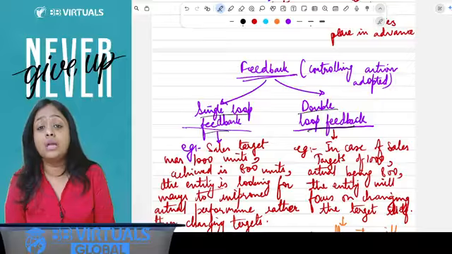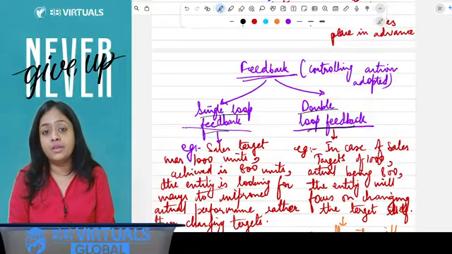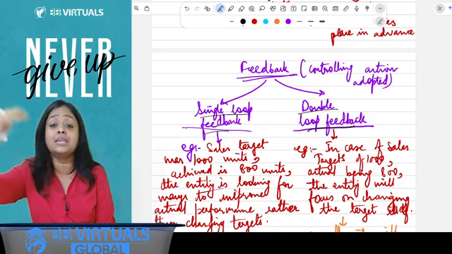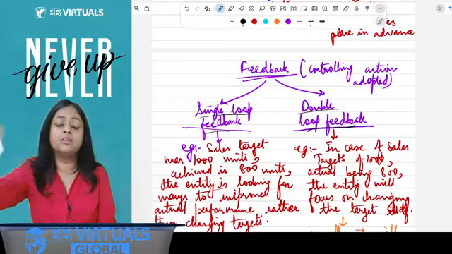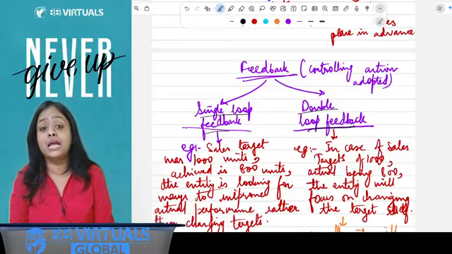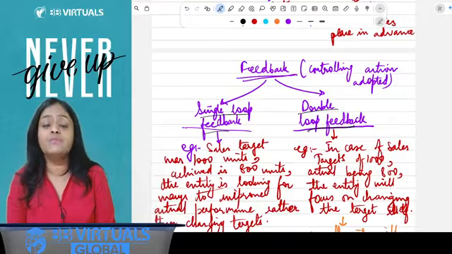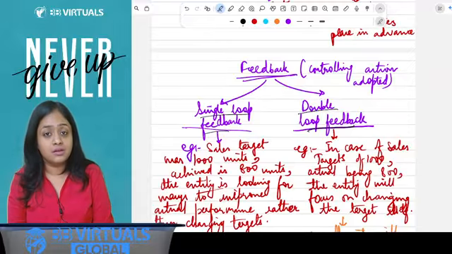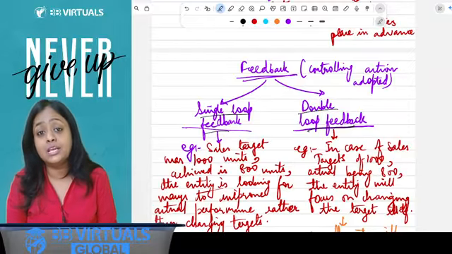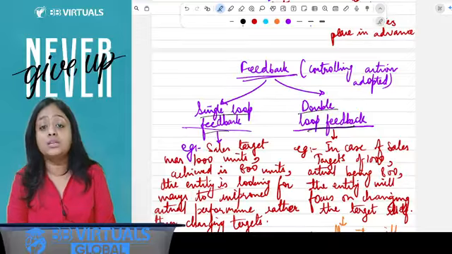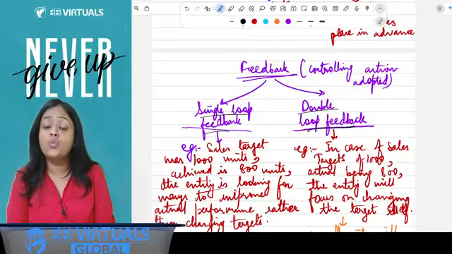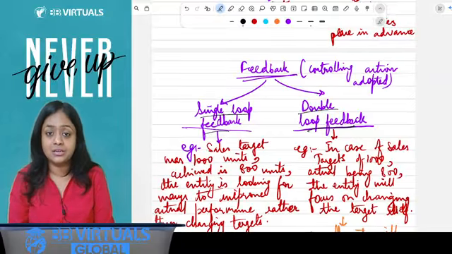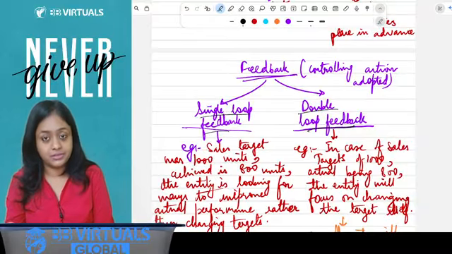But when we come to double loop feedback, here again we have variances, and then the entity thinks that the variances have been consistently negative or adverse. That makes the entity think that maybe the standards were set too high. We have four types of standards: basic, attainable, ideal, and current. So maybe the standards set were ideal and not the attainable ones, due to which the variances are too high. Then the management needs to reassess the standards and probably update them.